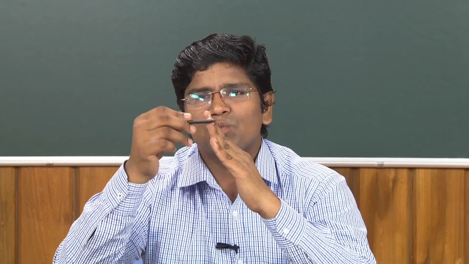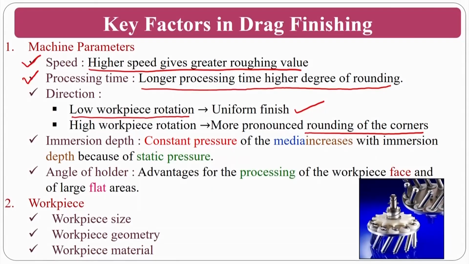This here is prone to give radiusing, rather than here, where the material is very high. Okay, so that is the problem with this one. So, if your requirement is roundness, then you have to go for the higher workpiece rotation.